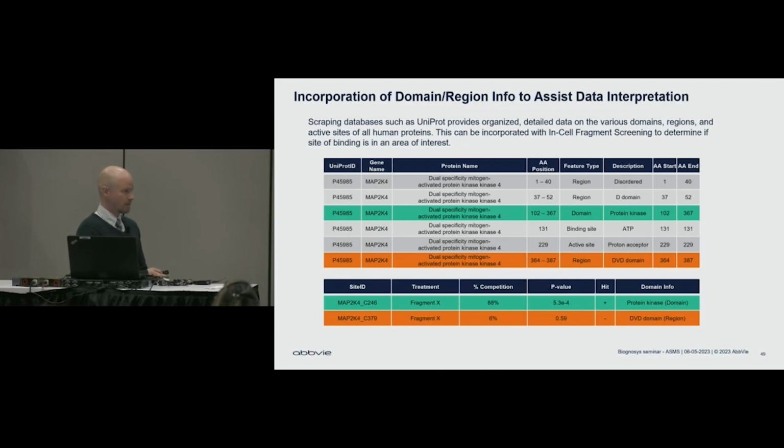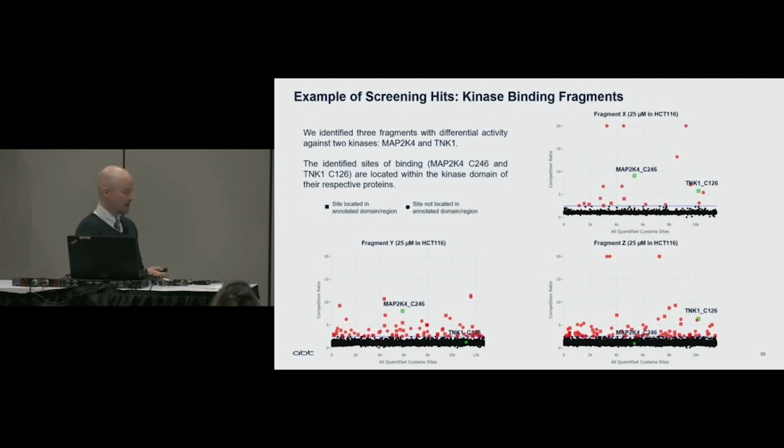So we looked at this fragment. We also found some other ones that had been hitting similarly. So fragment X we were just looking at hit MAP2K4. With these scatter plot visualizations, you can see cysteines that are basically being competed against the context of the rest of the proteome. So pretty good binding for MAP2K4. We also saw TNK1. We had fragment Y that was unique for MAP2K4 versus TNK1. And then we had fragment Z, which is just specific for TNK1. So these are some of the sites that we chose to use for proof of concept validation.